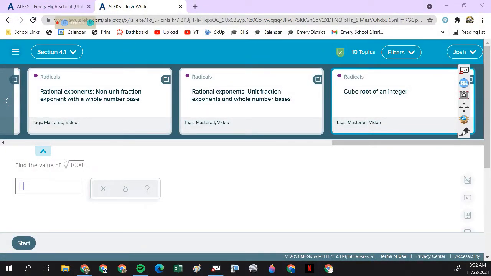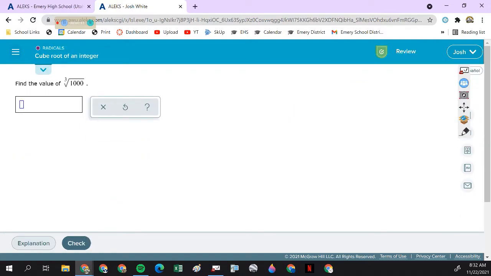Today we are moving into chapter 4, and chapter 4 is going to deal with radicals for a while, and then we're going to move into rational expressions. So, this first one says, find the cubed root of 1,000.